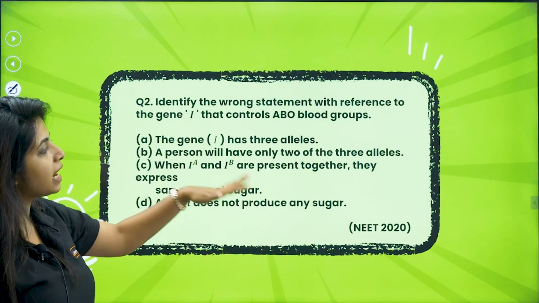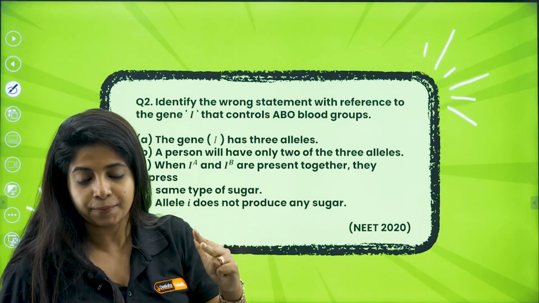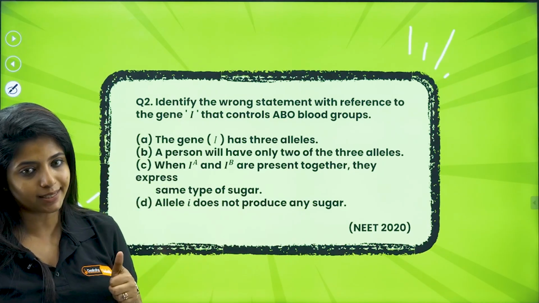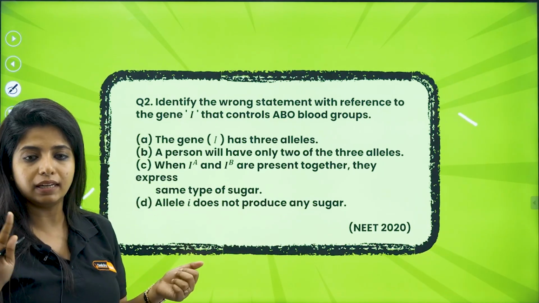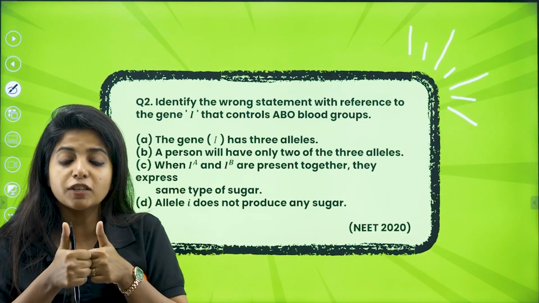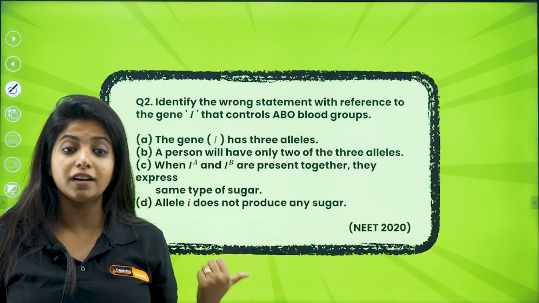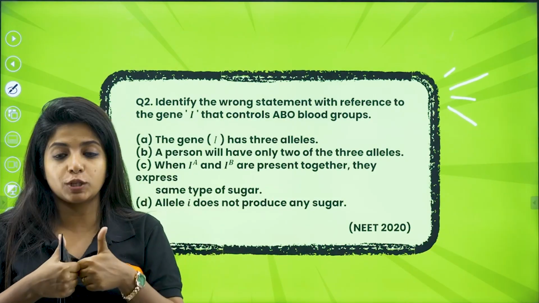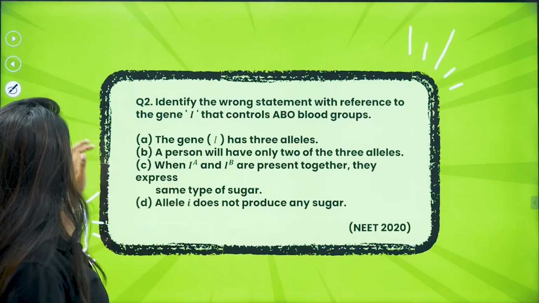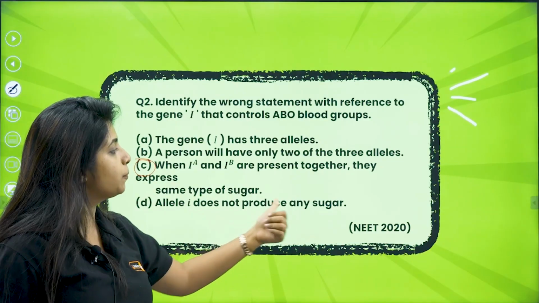Well, my dear children, gene I has 3 alleles. Yes, IA, IB and IO, or just I. And the person will have only 2 of the 3 alleles? Yes, will have only 2 of the 3 alleles that you see. And now when IA and IB are there together, they express the same type of sugar, is it? No, they express different types of sugar, but both of them are able to express themselves. So yes, they express different types of sugar, not the same type of sugar, which is why this becomes the incorrect statement. Allele I does not produce any sugar.